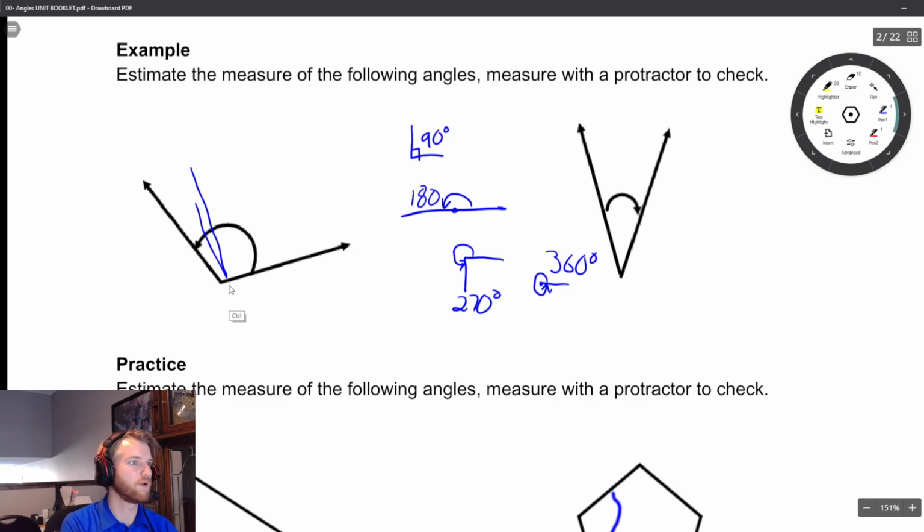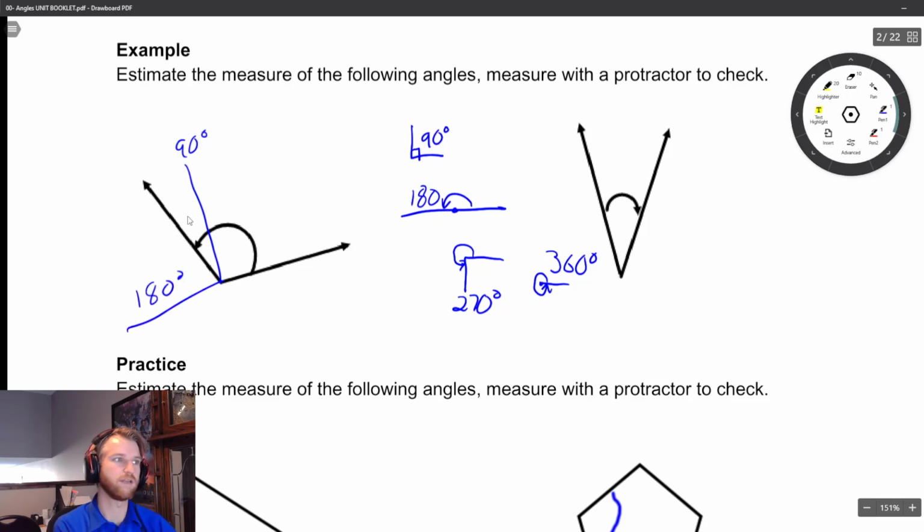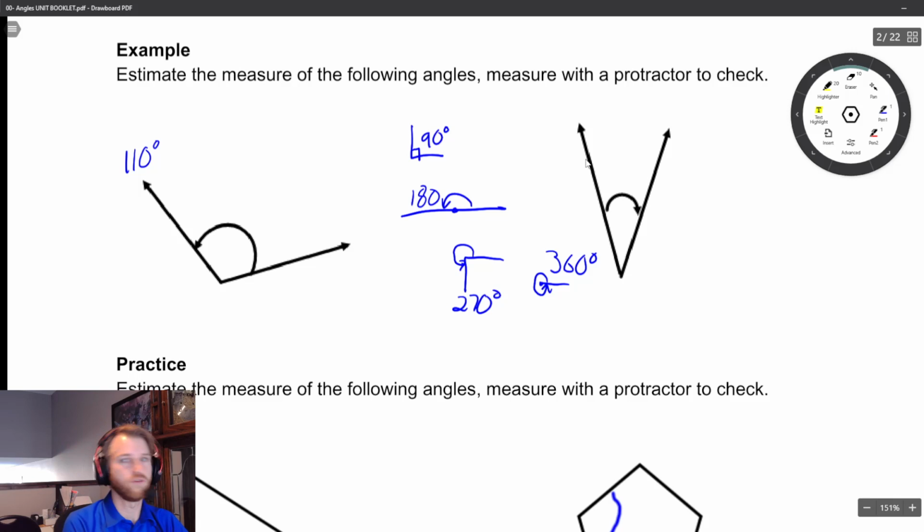But if this would be 90, and this would be 180, it's a lot closer to 90 than 180. So I'm going to estimate that this is maybe, let's say, 110. Okay, and then I would measure with a protractor. Before I do that, I'm going to estimate this one.